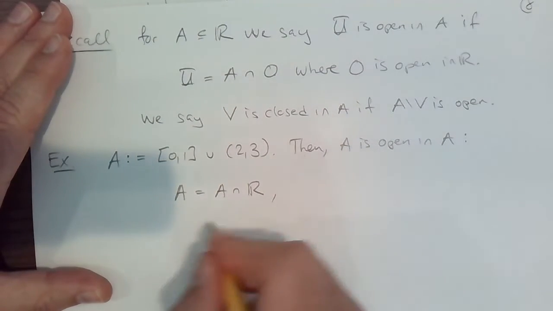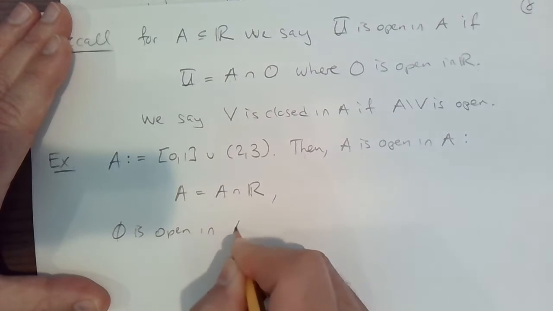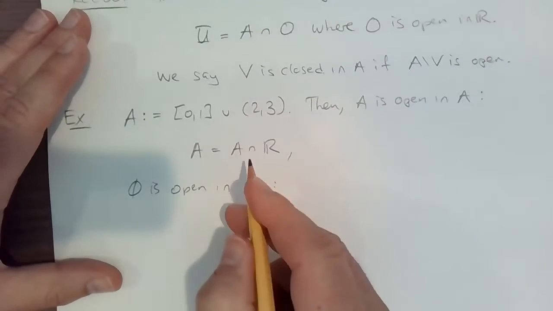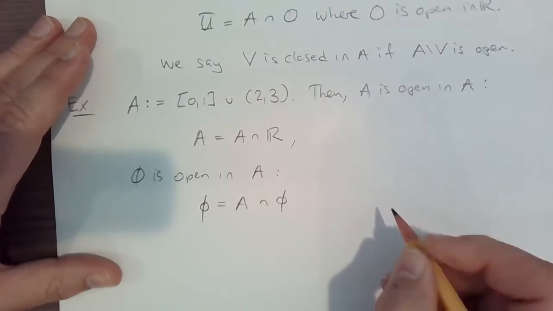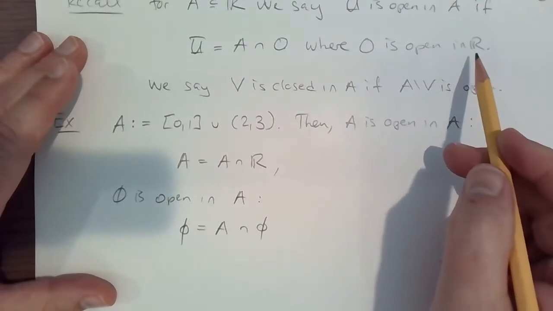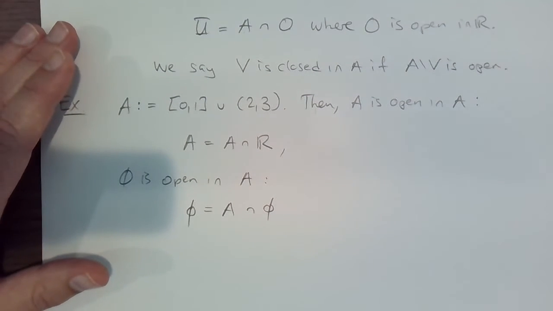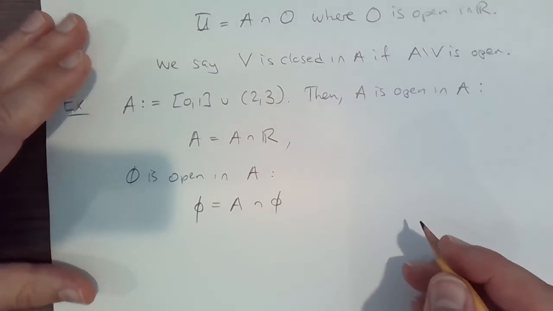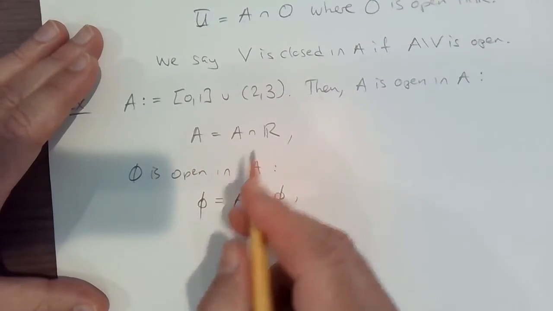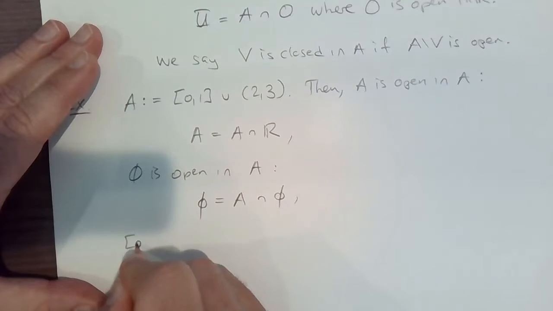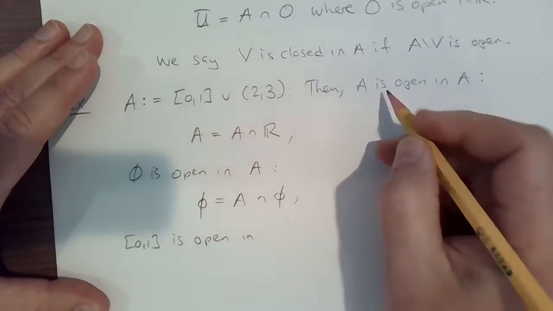Then the empty set is open. Follow the same recipe. Can I write the empty set? I can. I take A intersection with the empty set. The empty set is another allowable set because it's open in R, but there are many more. For example, another set in this crazy space is that 0 to 1 is open in A.